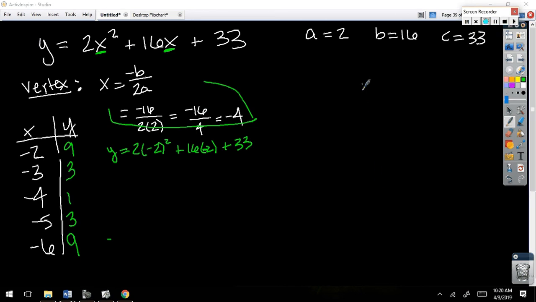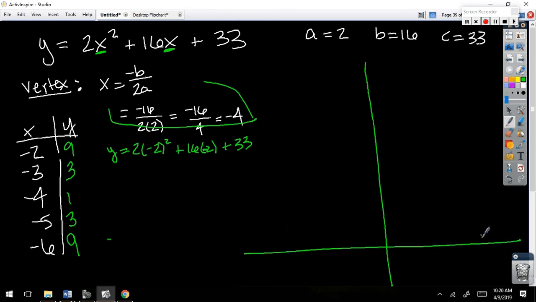Alright, I'm gonna graph these. Mr. B, do we gotta graph these two? Exactly, that's the whole point of this. Okay, so. That was great, Zai. Good job. Alright, -2, 9. -3, 3. -4. Oh, I set this up poorly.